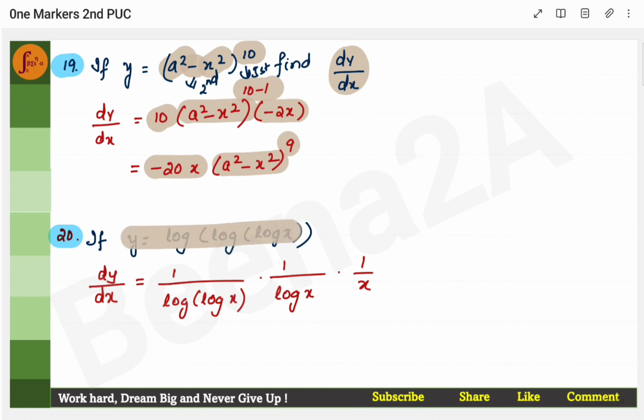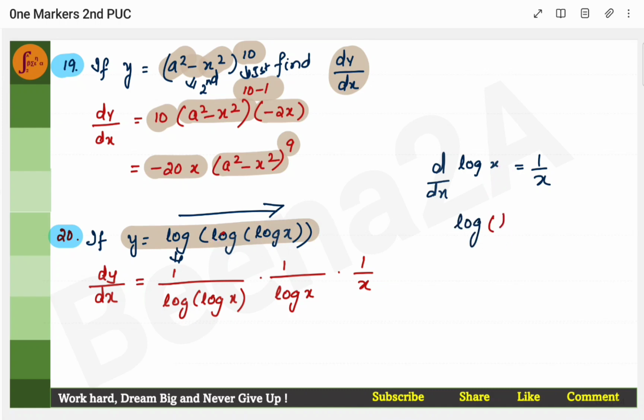Next one, if y is log of log x, right? So what we will do, again you will take it from left to right. This is first function. Now what is derivative of log x? It's 1 by x, right? But instead of x, what do we have? We have log of log x. That's the difference. So I will write it as derivative of log x is 1 by x. But what do I have instead of x? I have log of log x. So we finished first function.